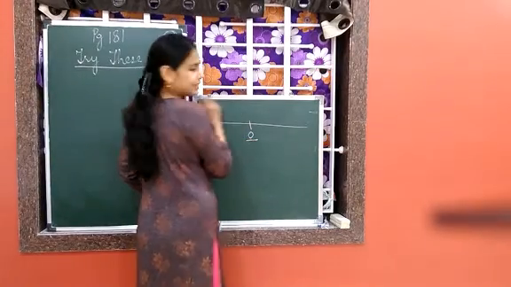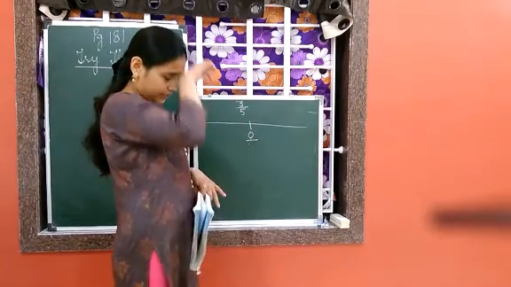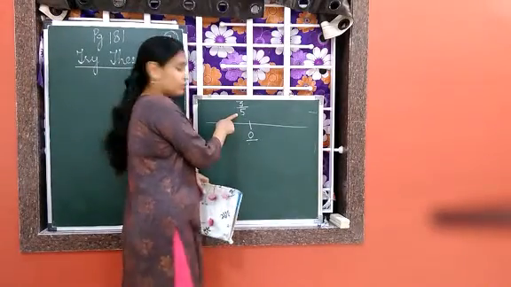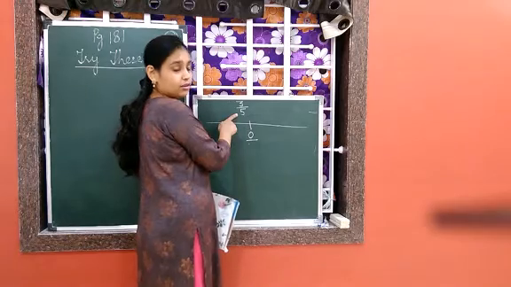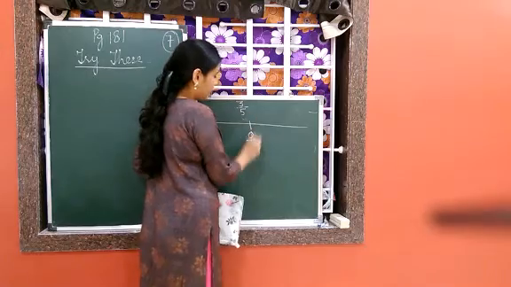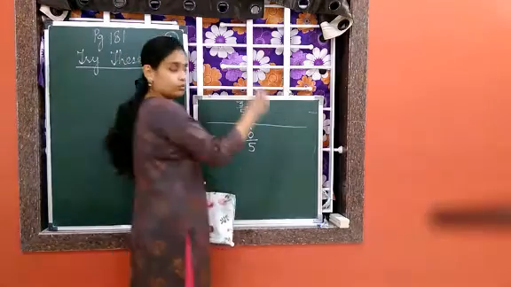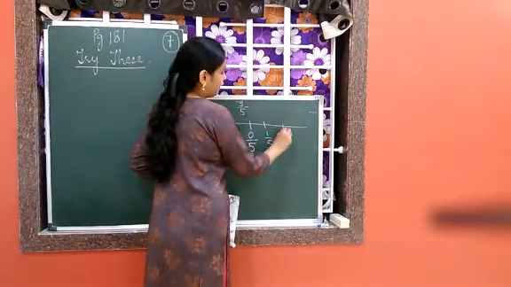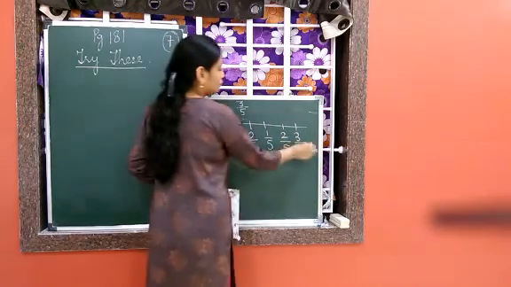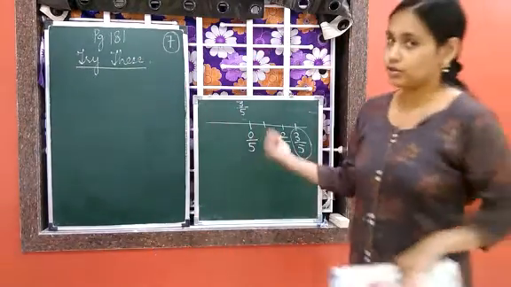Like suppose the example is 3 by 5. Now since it is positive, it will be towards the right side. Okay. So what to do? Go to the rational number, and whatever denominator is there, the same denominator you put with a zero, okay? And then you start with 1 by 5, then 2 by 5, then 3 by 5, okay? And that's how you get your rational number placed on the number line. So this also we discussed.